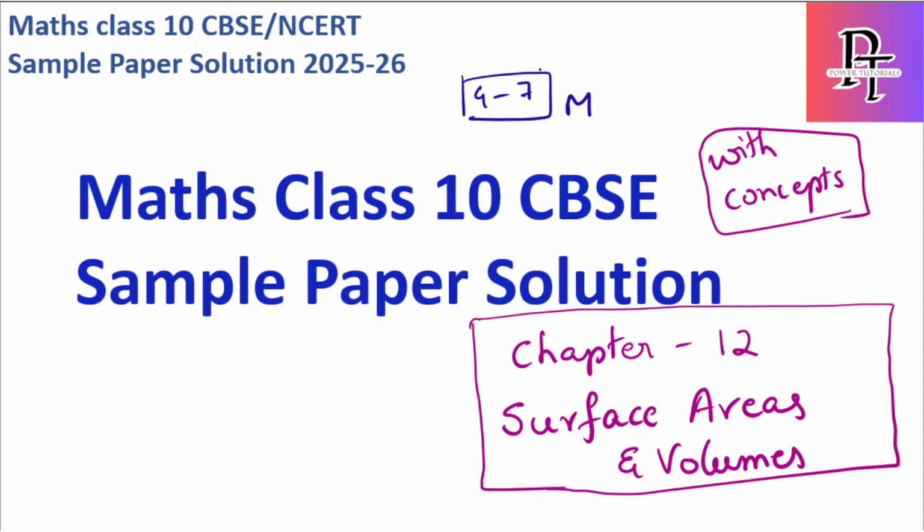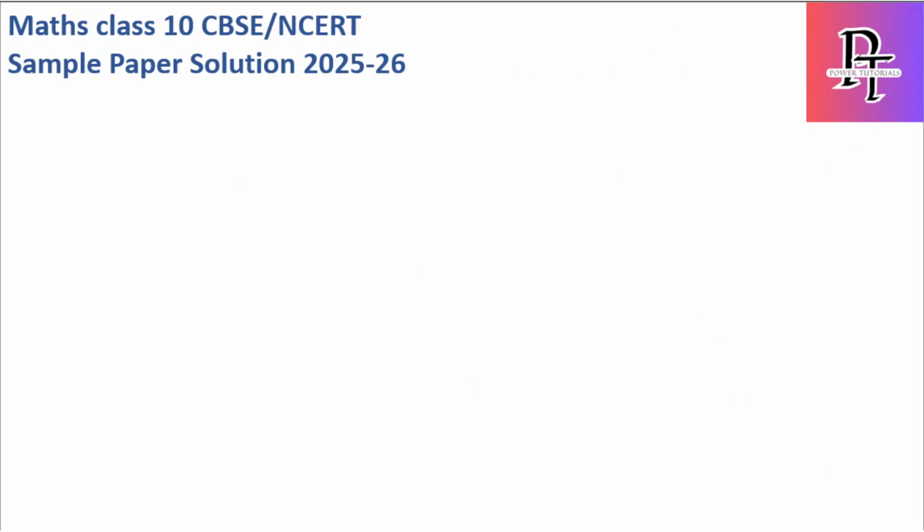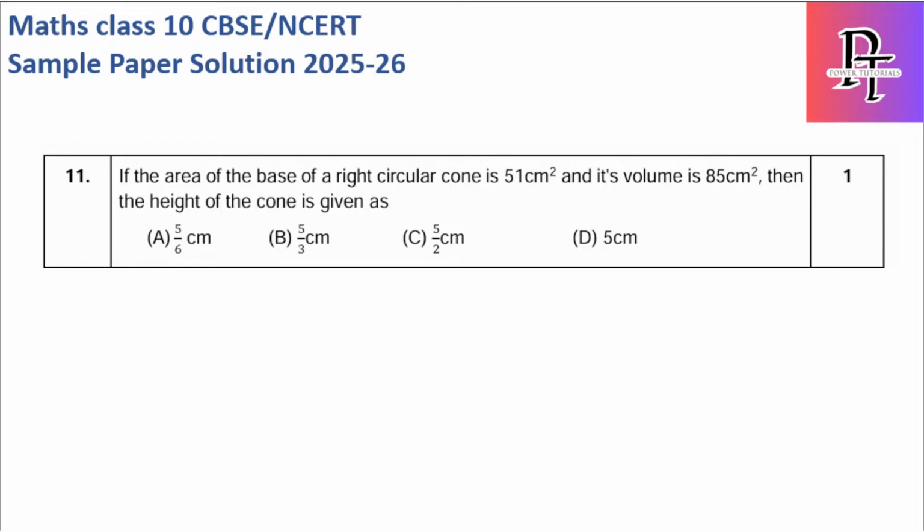So 4 to 7 marks weightage will be coming from surface areas and volumes, and at least one 4 mark or one 5 mark question will be coming from this chapter for sure. Not only 1 mark, 2 mark or 3 mark, 4 or 5 mark questions will be coming from this chapter. In the sample paper they have provided 1 MCQ and 1 five mark question. So let's solve the MCQ question first.